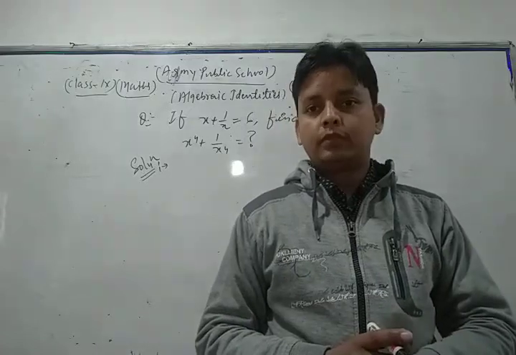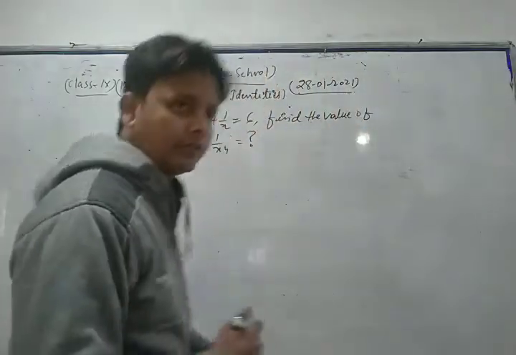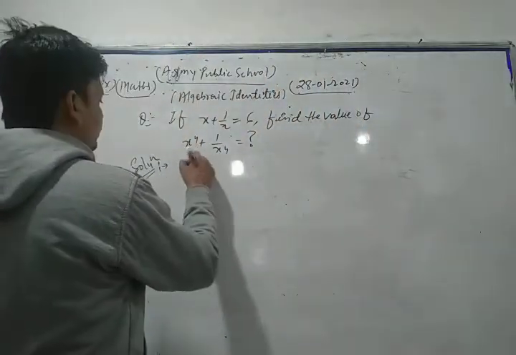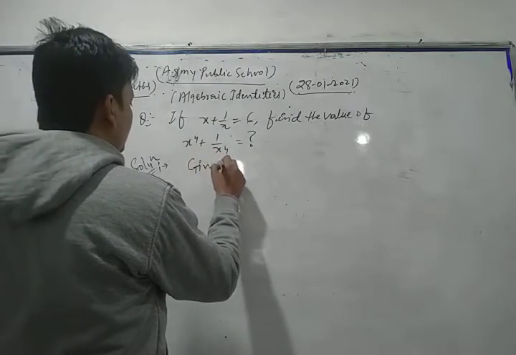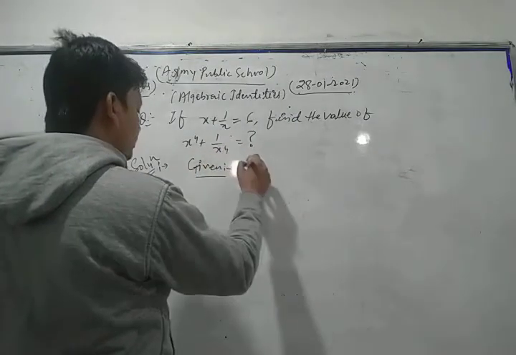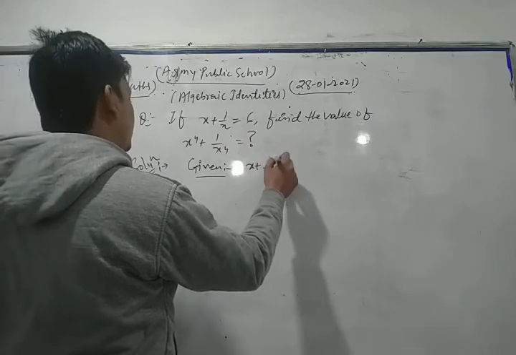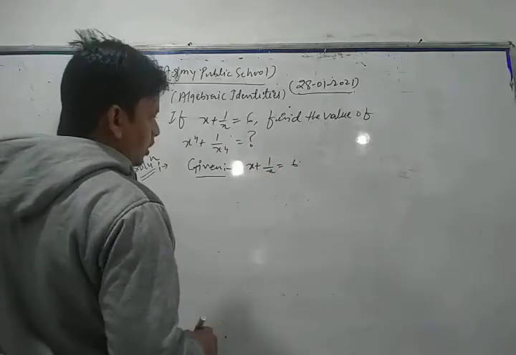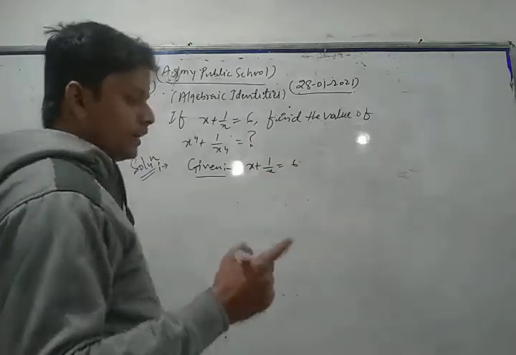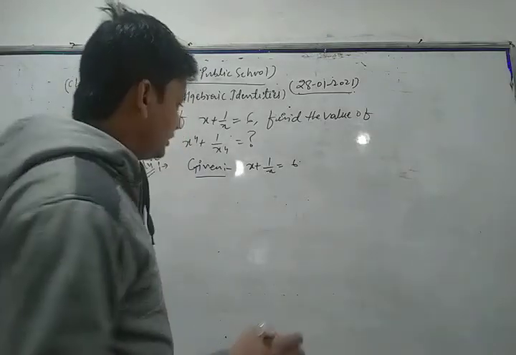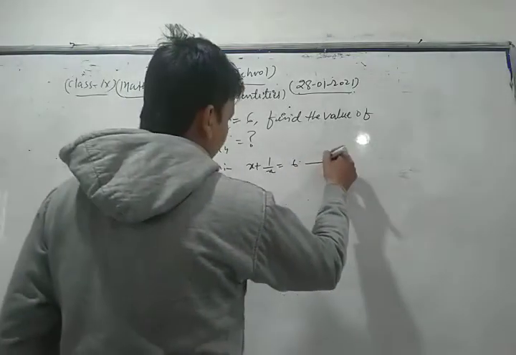What is the process to solve that type of question? First of all, dear students, we write given. The given value is x plus 1 upon x is equal to 6. Now we take squaring both sides. We take this as equation 1.